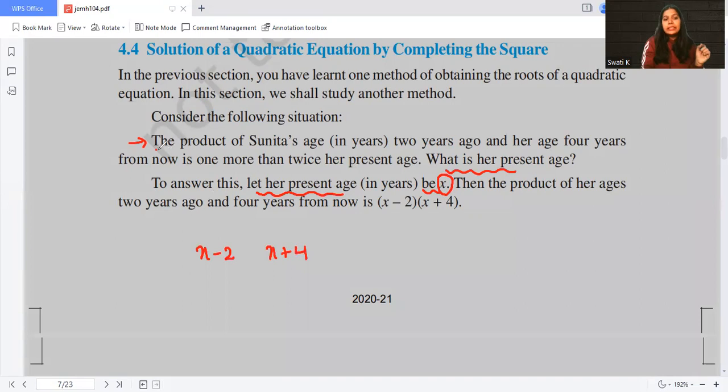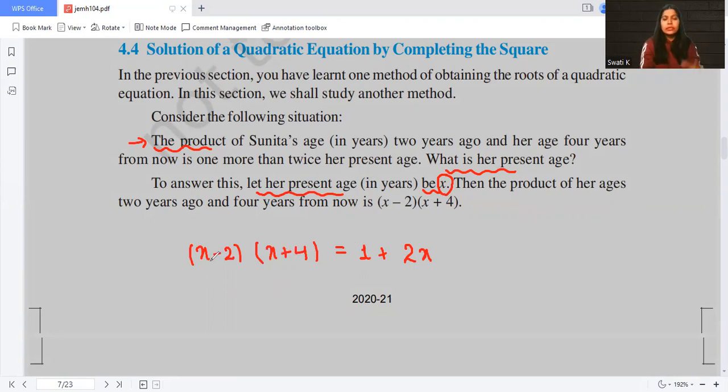Now, can you see that they have used this word, the product? That means the product of this age and this age, all right, is, that means equals, one more than, that means 1 plus twice her present age. What is the meaning of twice? Twice is double. So double of her present age, and present age is X. So we got 2X. Now you can see that they have written nothing but this equation only. X minus 2 into X plus 4 equals 1 plus 2X.